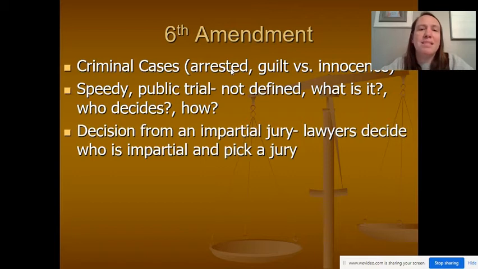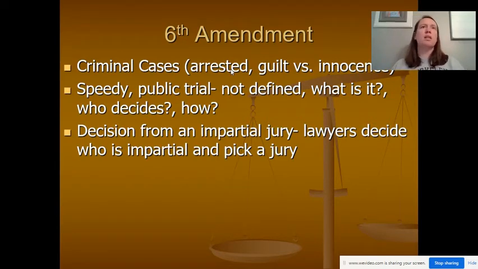You get an impartial jury. So impartial means not biased. They don't want a jury that's all women or all men, all young, all old, all black, all Hispanic, all white. They don't want that. They want it mixed up, because if you get all of one type of person, they might think the same way. So they want it to be unbiased.